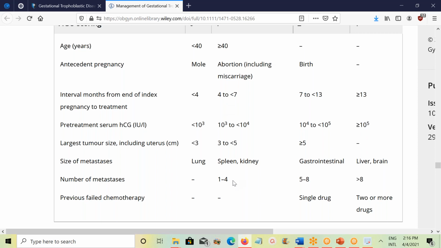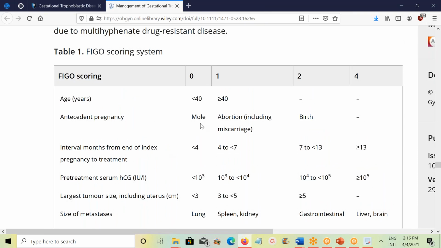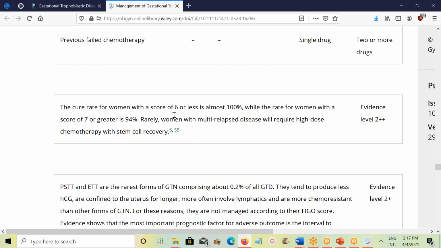Don't try to remember all of this. I just want to highlight one thing. Here, if lung metastasis is present, the score is 0. In the exam they try to play a trick: they will give you a patient who has hemoptysis, but it is not going to affect the score, so you need to give her single agent chemotherapy. That is the point. If the score is 6 or less, there is a 100% cure rate for such women.